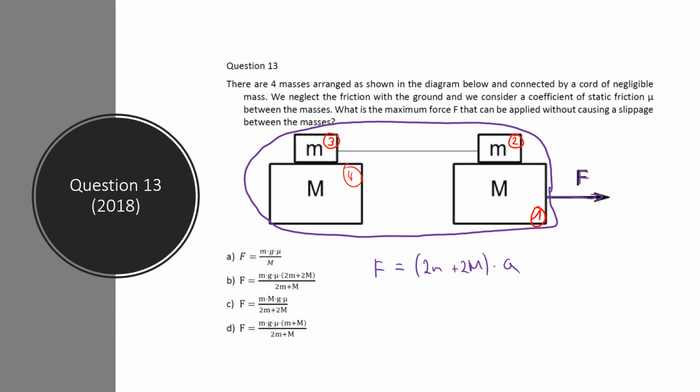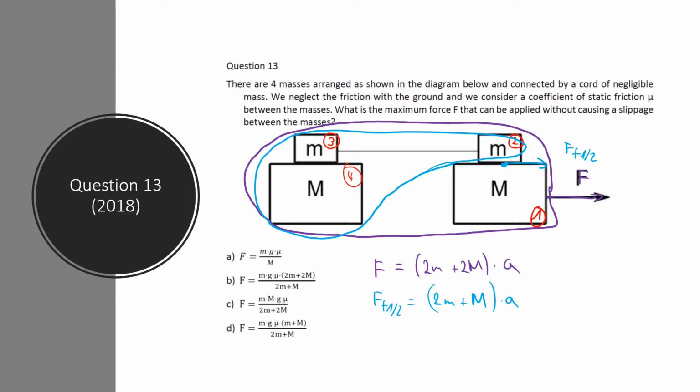If we select a different system, let's say masses 2, 3 and 4, well, in this case, the force responsible for their acceleration is going to be the frictional force Ff between 1 and 2. So we can write down that the frictional force between 1 and 2 is responsible for the mass times acceleration, so 2 times m plus m times the same acceleration as before.